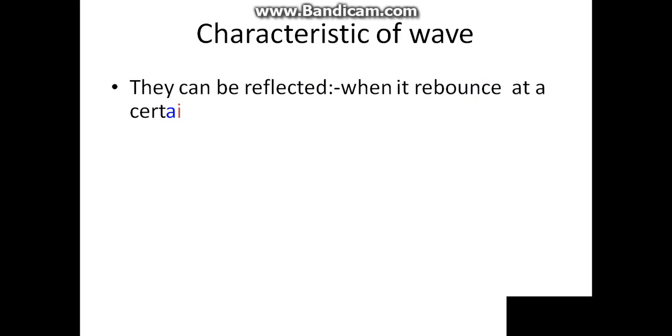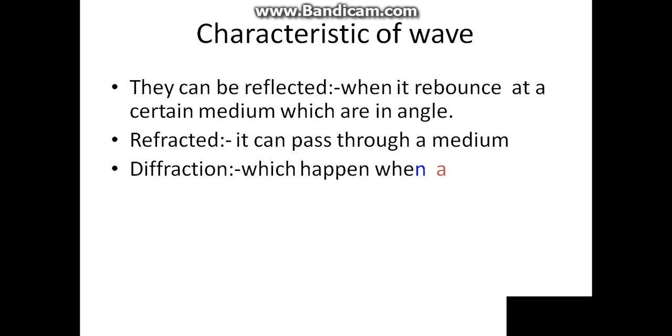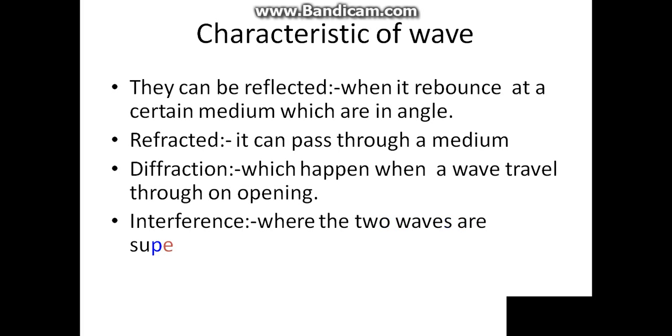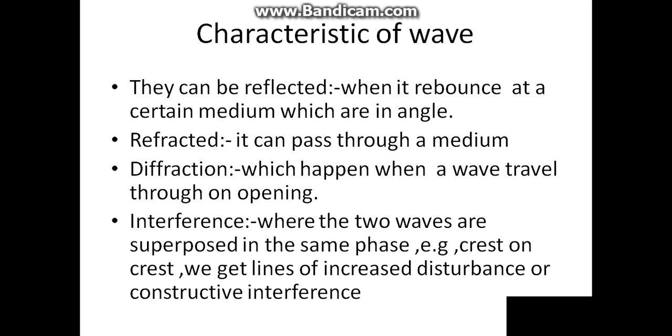Characteristics of waves. They can be reflected, when a wave rebounds from a certain medium at an angle. Refracted, when it passes through a medium. Diffraction, which happens when a wave travels through an opening. Interference, where two waves are superimposed in the same phase. Example, crest on crest, we get lines of increased disturbance, or constructive interference.